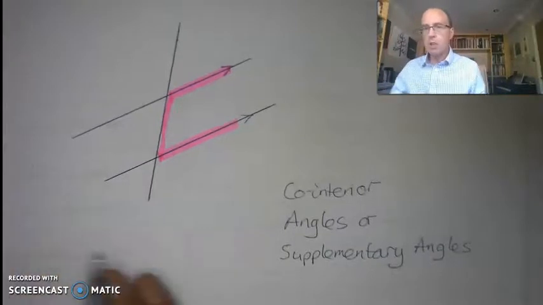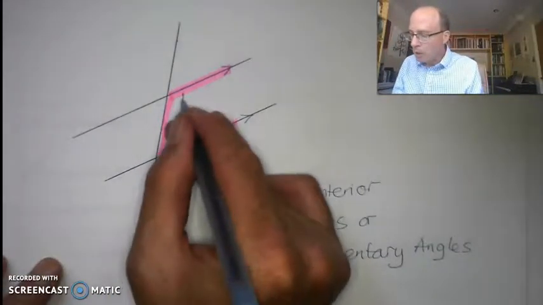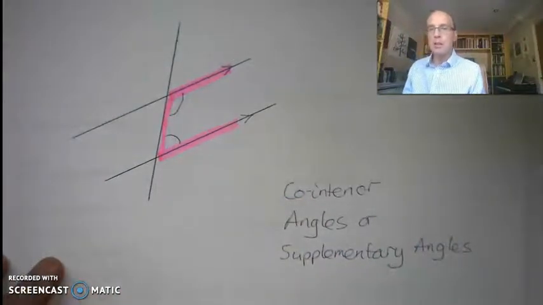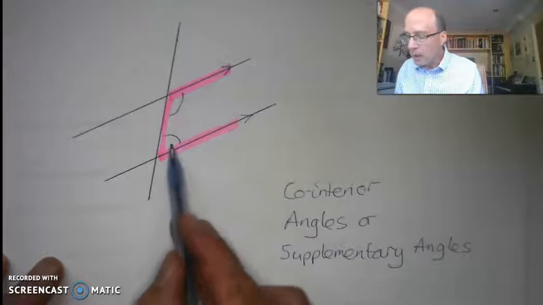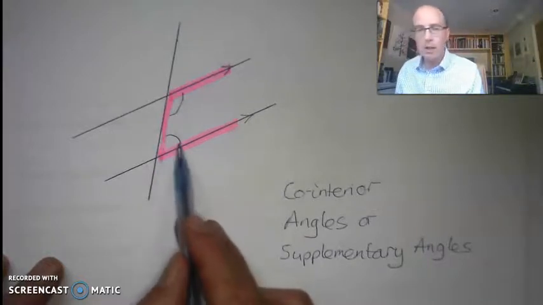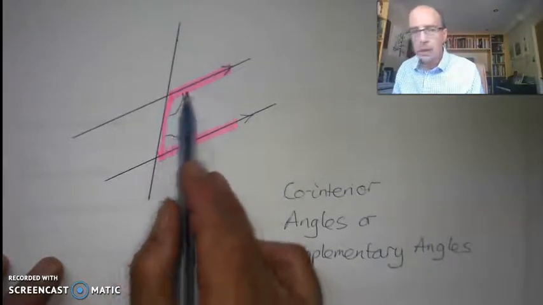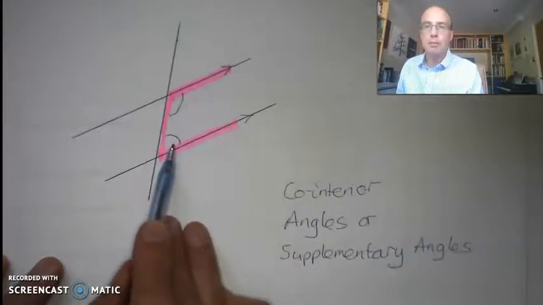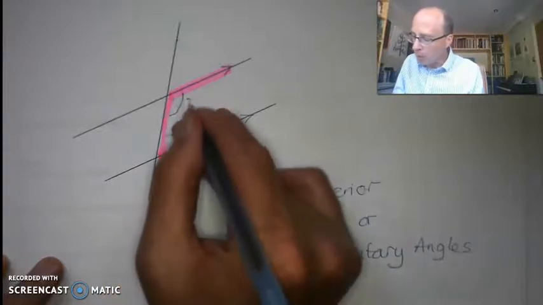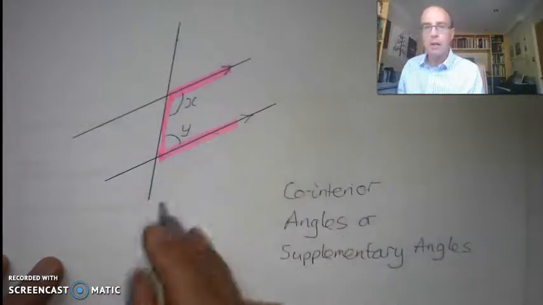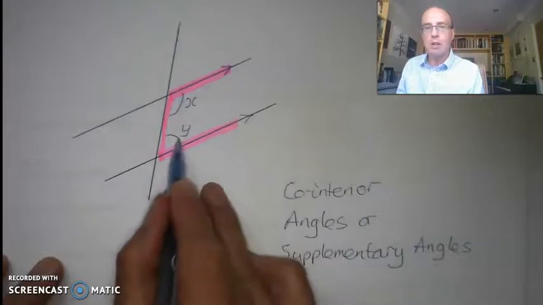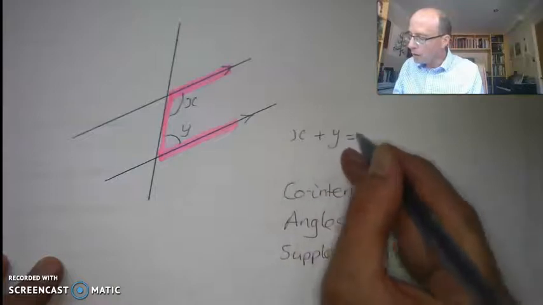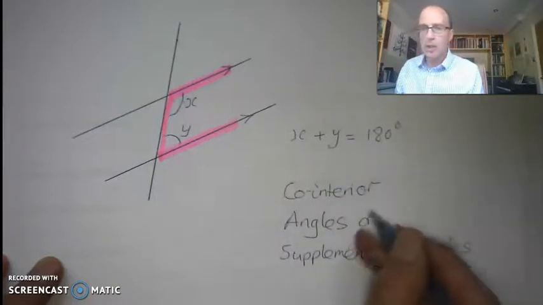This time I'm looking for the two angles inside my C. So I'm looking for this angle at the top and this one at the bottom. Now this time, rather than the angles being equal, I think we can see that they're not, because this one here is less than 90, so it's acute, and this one over here is bigger than 90, so it's obtuse. So these two angles can't be the same. And actually what we get is, if I call that X and I call that Y, these two angles add up to 180 degrees. So X plus Y is equal to 180 degrees.